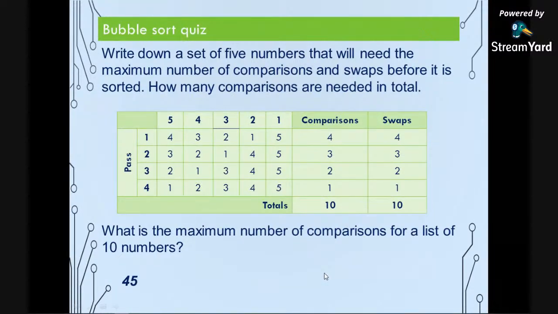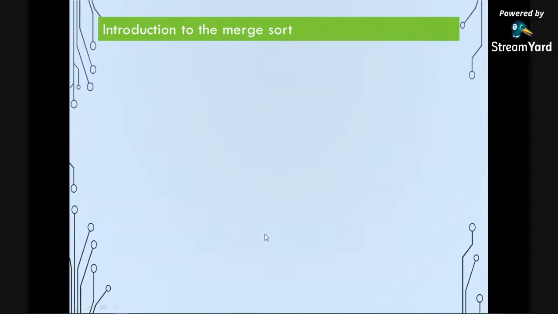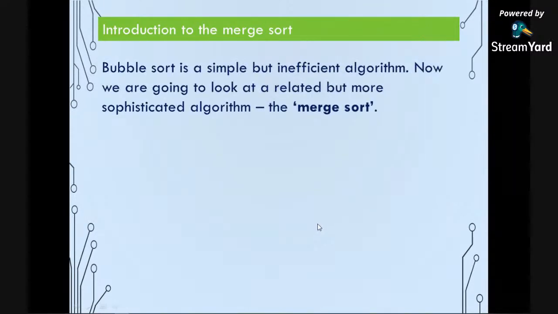So hopefully you've got the gist of how bubble sort works. We might not be able to go through all of merge sort, but I would like to give you a brief introduction to the idea. Bubble sort is very simple, but it's a very inefficient algorithm. Now we're going to look at a related algorithm, but a more sophisticated one. This is the merge sort.